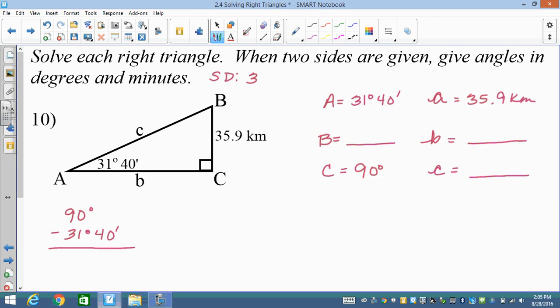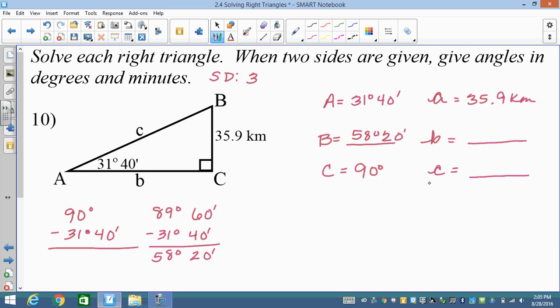Okay, so don't forget that you need to change this to 89 degrees and borrow a degree, which is 60 minutes, minus the 31 degrees, 40 minutes. So we get 20 minutes, 9 minus 1 is 8, 8 minus 3 is 5. So angle B is 58 degrees, 20 minutes. And now we can find side b and side c.